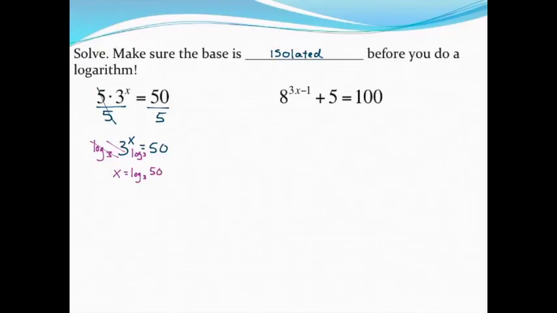However, if I would like to get a decimal to approximate this, I can do this on a calculator, either using the change of base formula, or if your calculator has the log base button, use that. If I do the log base 3 of 50, I end up with an x value of approximately 2.096. Alright, example 2. Let's go ahead and again start by isolating the base.